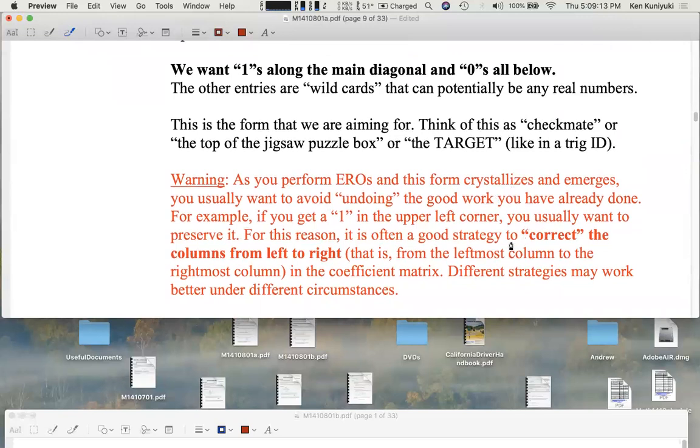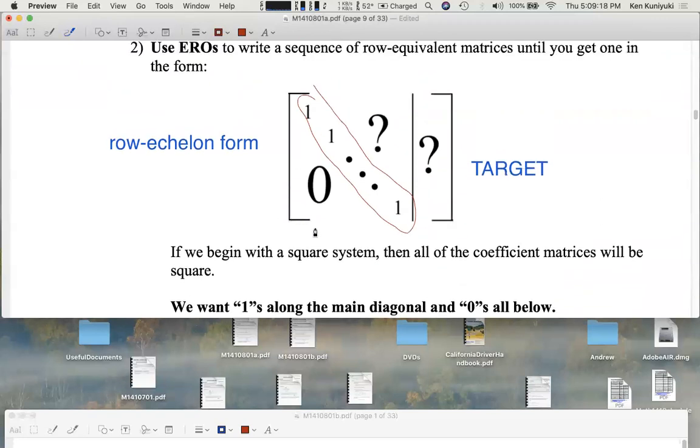Now, generally speaking, you try to correct the columns from left to right. Hopefully your matrix won't be this big, but the idea is that you want to get column 1 right, 1 and then a string of zeros, column 2 right, wildcard 1, string of zeros, then column 3, and so forth. The idea is that, hey, if you've just cleaned the floor, you don't want a person with dirty shoes walking in. Why not? Because you don't want your good work to be undone, right? If your first column is good, you want to keep it good.